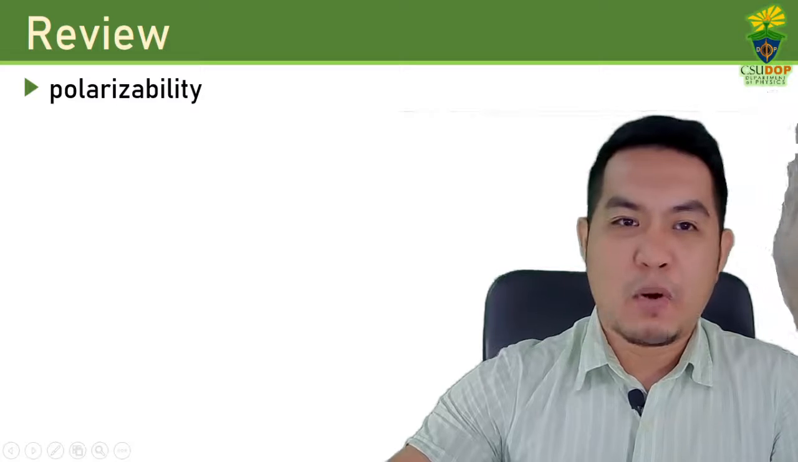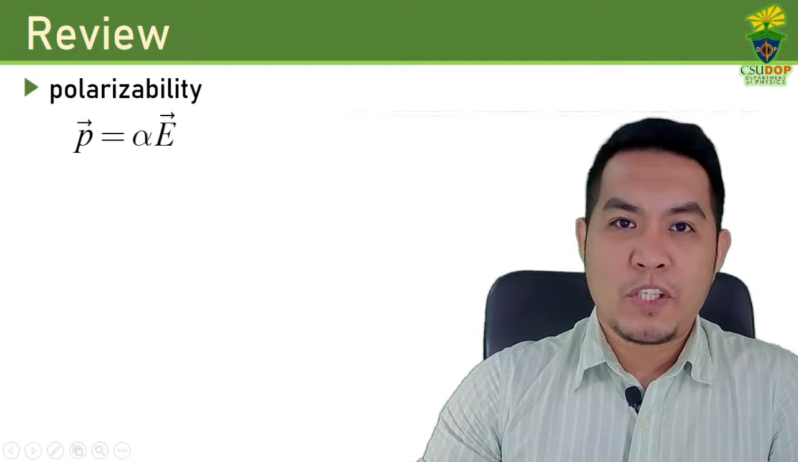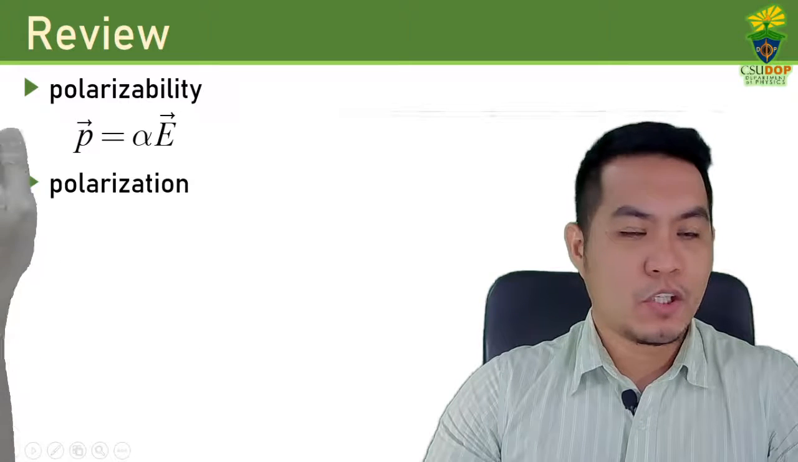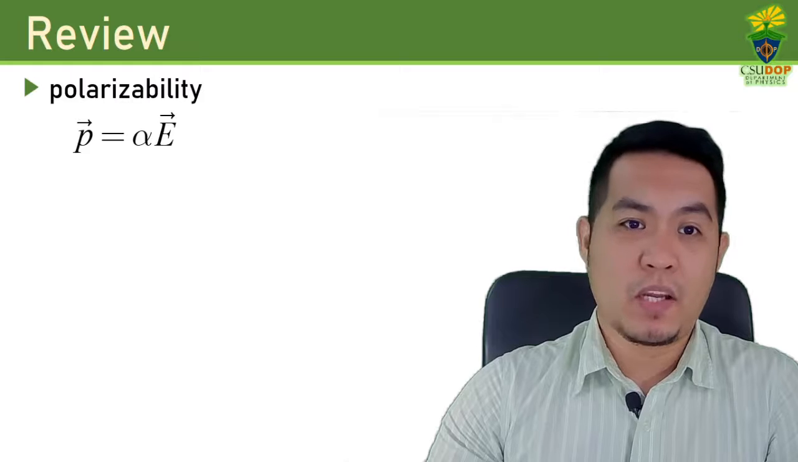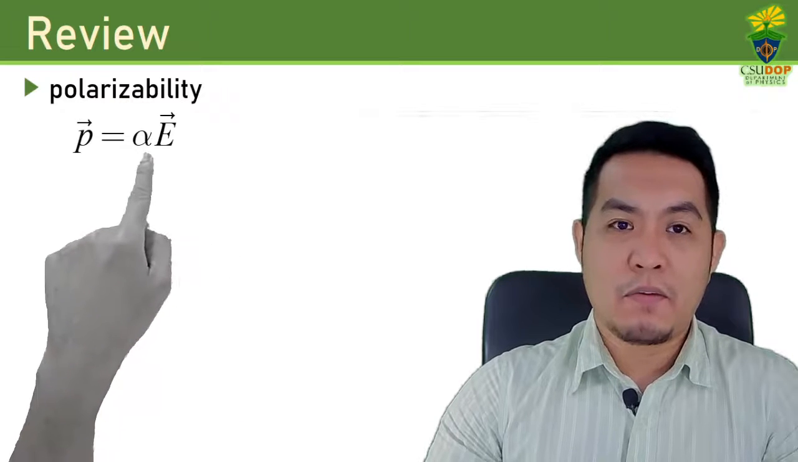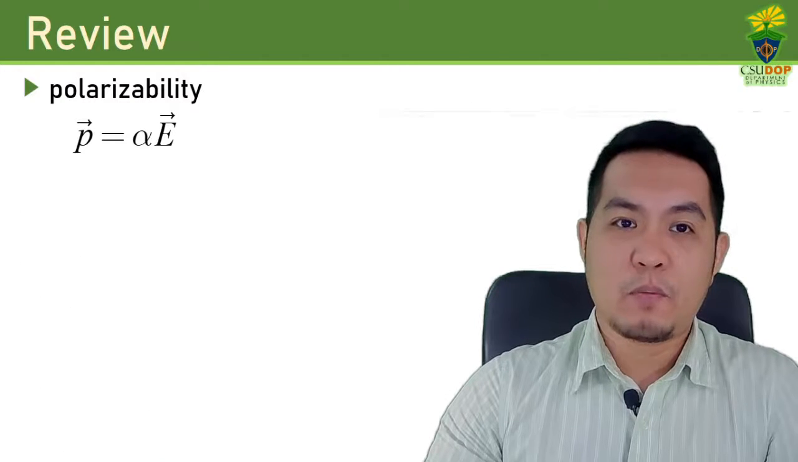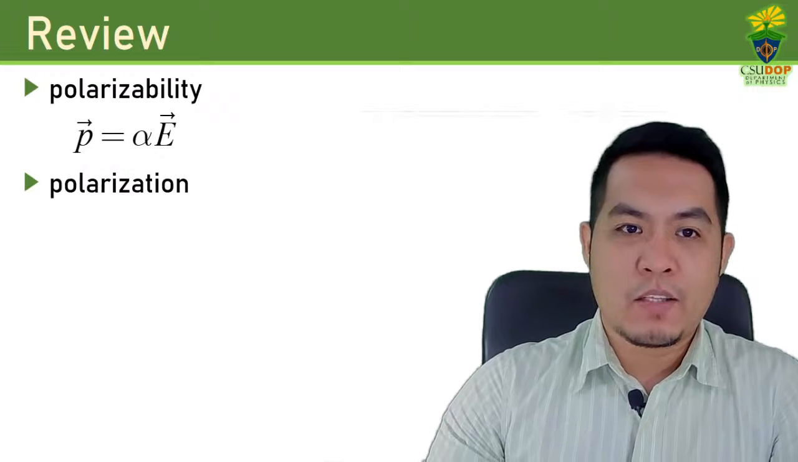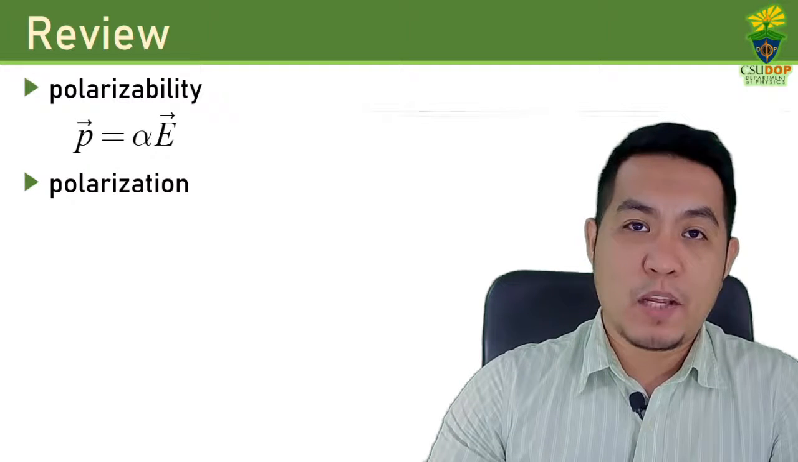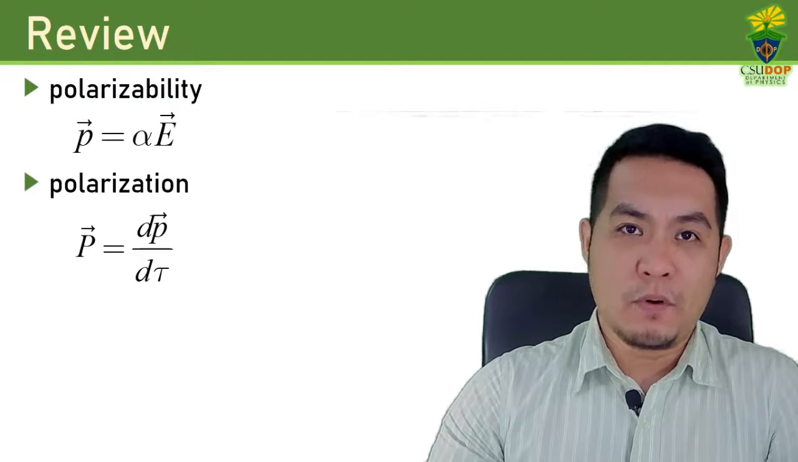Hello, and welcome back to Physics 141 Classical Electromagnetism 1. So far, we have discussed the polarizability of an atom or a molecule, which just determines how easily a material can be polarized. So alpha is the polarizability, and it's proportional to the induced dipole moment, the dipole moment induced by an external field E. We have also discussed polarization, which is basically just the dipole moment per unit volume.